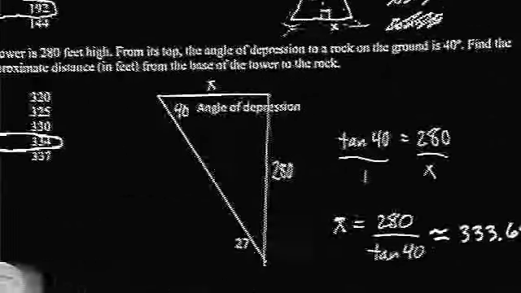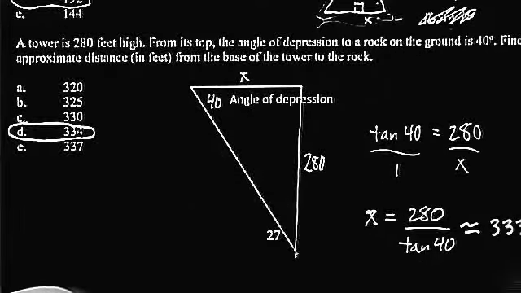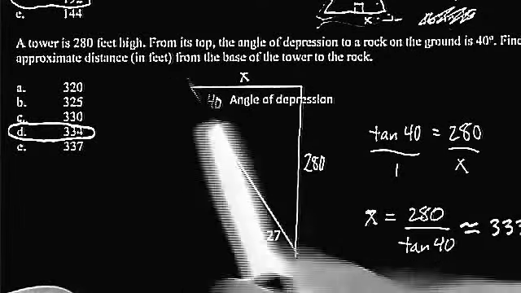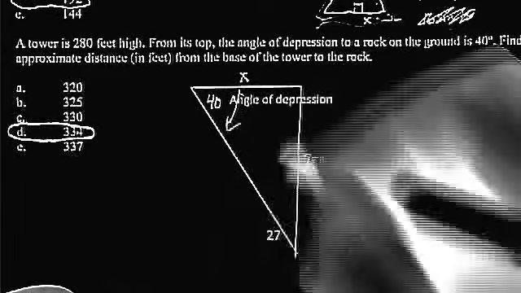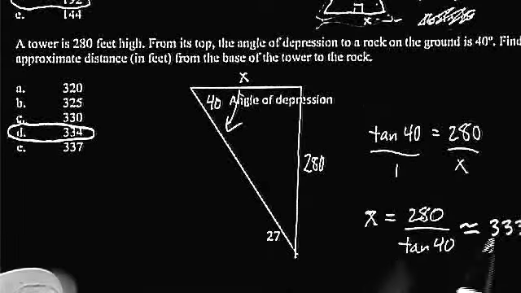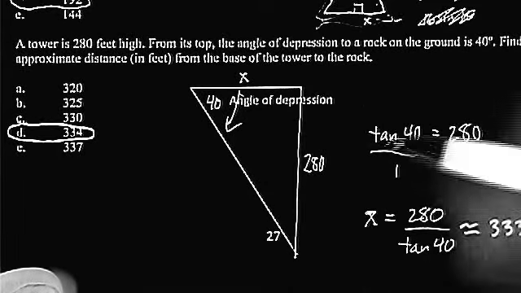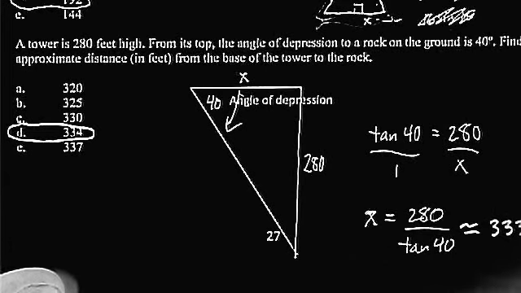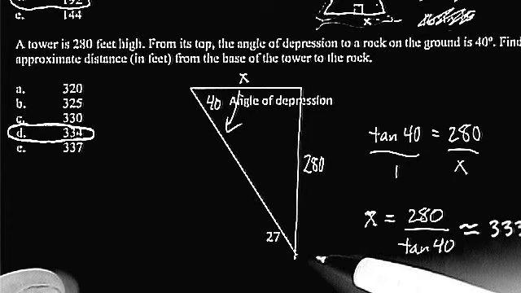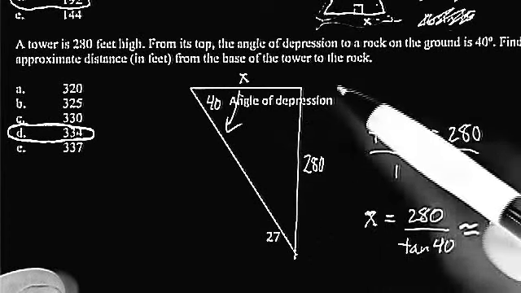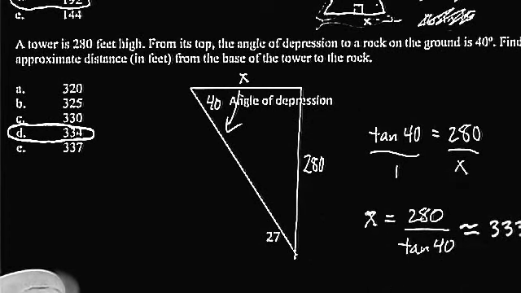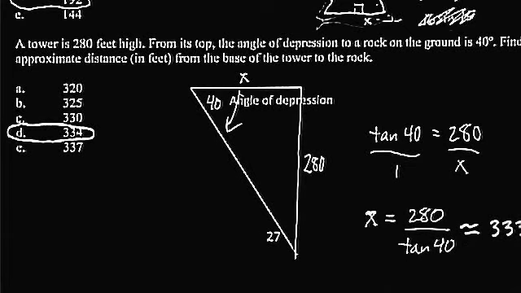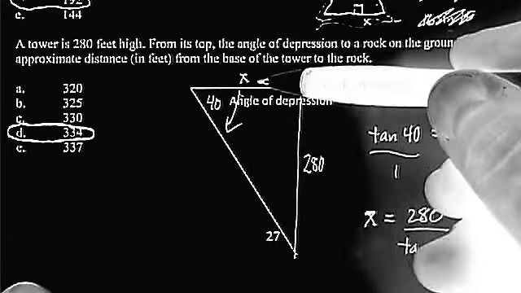Okay, question 25. Angle of depression is measured from the horizontal down, and it says that it's 40 degrees. And the height is 280. A tower is 280 feet tall. From its top angle of depression, find the approximate distance in feet from the base. Okay, so that's the side length up here called x.